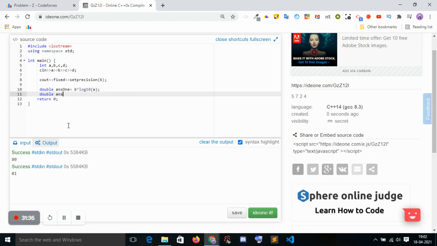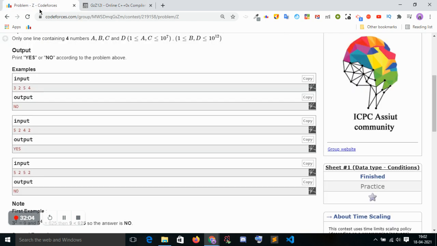Double answer2 is equal to d log10 c. Okay, you can print it: cout answer1, space, cout answer2. Let's try printing whatever the answer is.